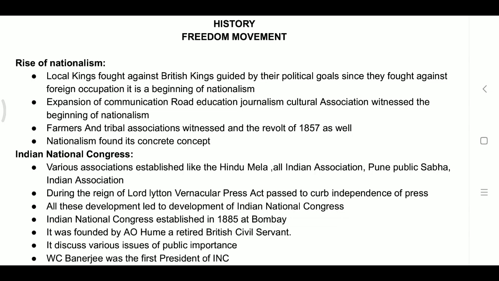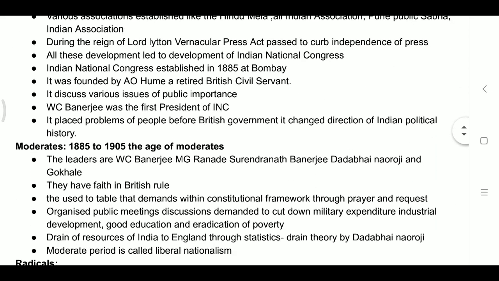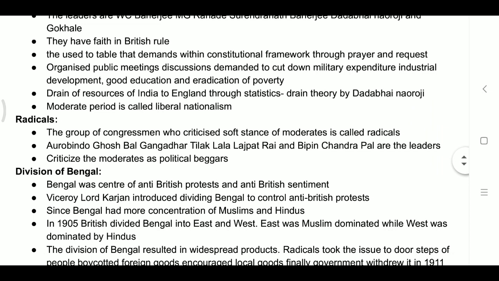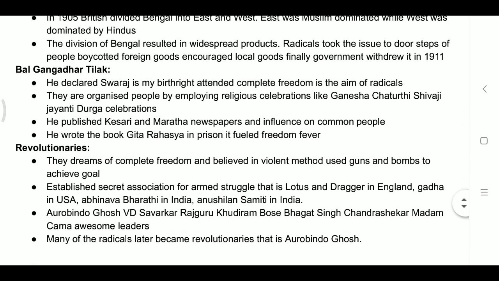Freedom movement. This is, in view of examination, one of the very important lessons. In this part, we're going to discuss nationalism and the Indian National Congress, moderates, radicals, division of Bengal, the role of Bal Gangadhar Tilak, and revolutionaries.